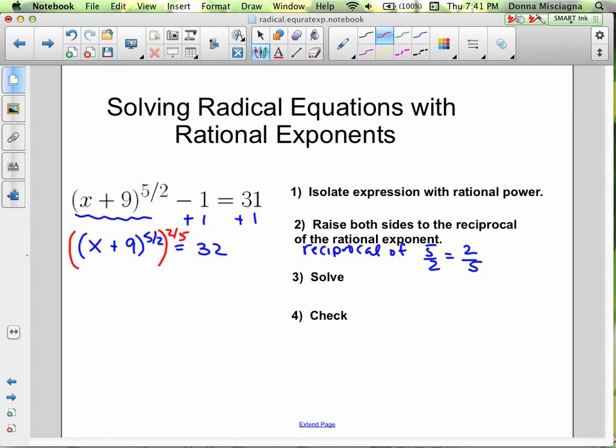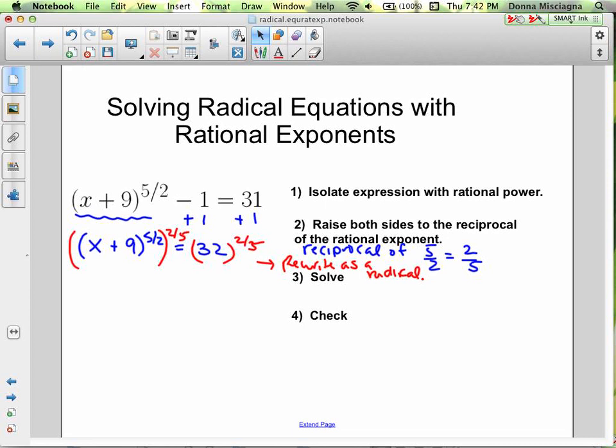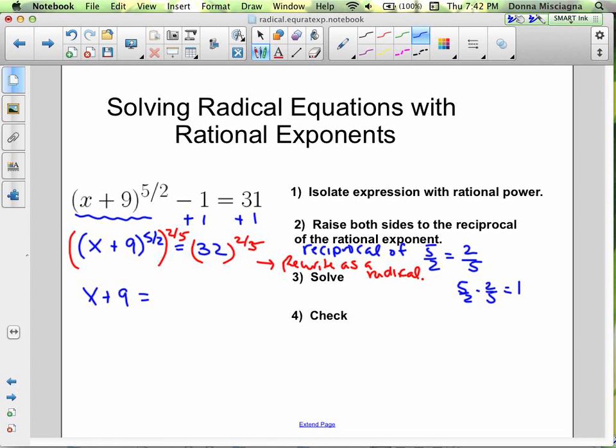Again, we're going to need to rewrite this 32 as a 2 to the 5th power, and we're going to rewrite it as a radical. So we have, of course, 5/2 times 2/5. That's just 1. So there goes our exponent. So we have x plus 9 is equal to, all right, so we're going to rewrite this. Denominator is the index on the radical and the numerator is the exponent. I know what the 5th root of 32 is, but what if you don't know what the 5th root of 32 is? Here's how you can find it out.